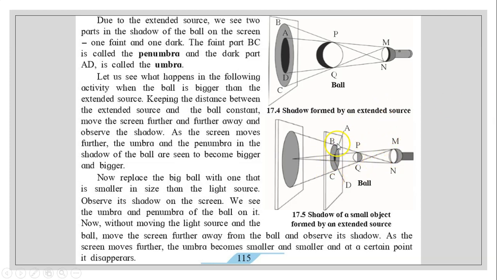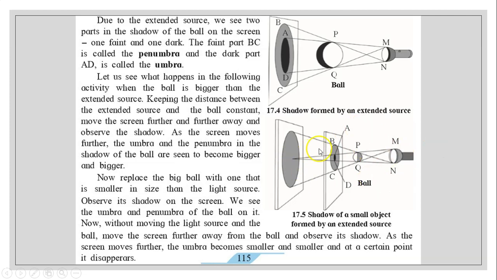Observe its shadow on the screen. We see the penumbra and we see the umbra. Now, without moving the ball and the source, move the screen away. This is the screen which is moved away, and observe the shadow. As the screen moves further, the umbra has become smaller and smaller, and at a certain point it disappears.